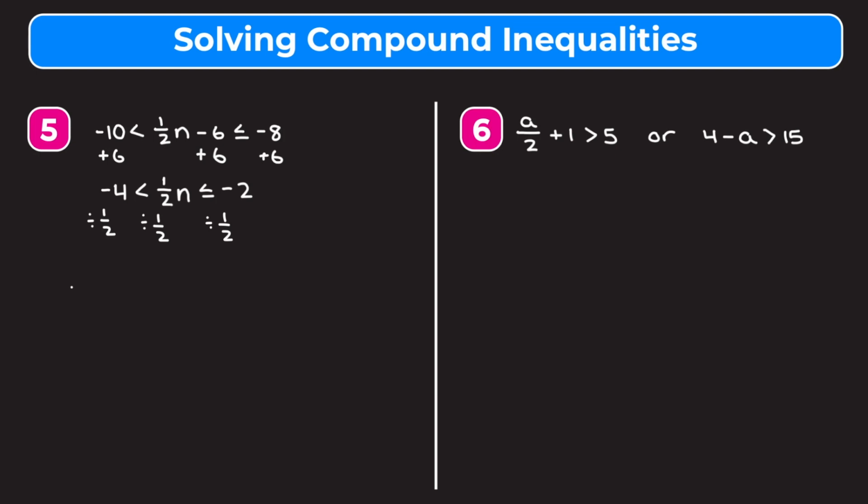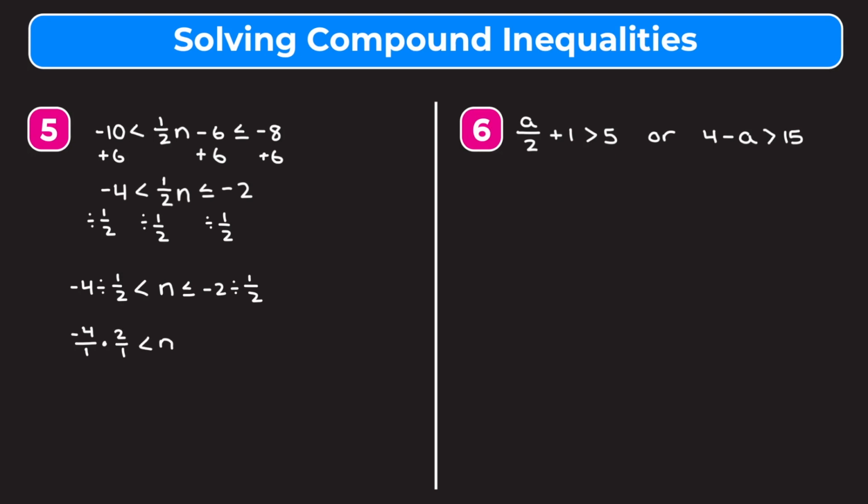On the left, we're going to have negative 4 divided by 1/2. In the middle, 1/2 divided by 1/2 is 1, so we're left with 1n, which is n. And on the right, we have negative 2 divided by 1/2. And now we need to divide these fractions on the left and the right. We're going to keep change flip. So we're going to keep negative 4 as it is, but put it over 1 to make it into a fraction. Change the division sign to multiplication, and flip 1/2 to become 2 over 1.